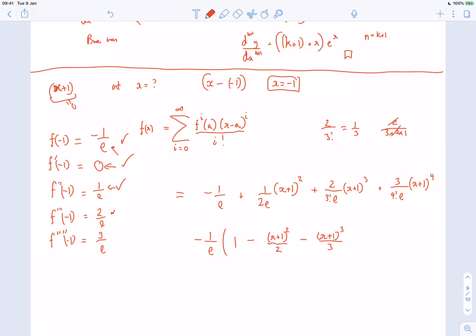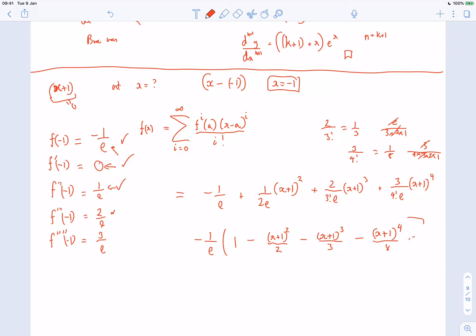So taking the e out. And the next term's a minus. And 3 over 4 factorial, I believe, is just going to be 1/8. Because 4 factorial is 4 times 3 times 2 times 1, and the 3 will cancel with that 3. So I'm left with 4 times 2 times 1 on the bottom. So that's just going to be x plus 1 to the power 4 all over 8.